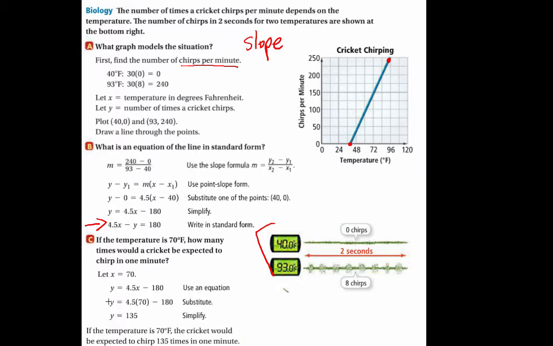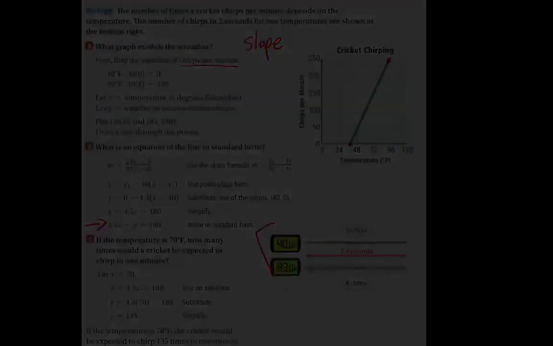solve for y. And you'll see here, what the example shows is it's easier to use slope-intercept form. There's less calculation to do when you're evaluating. Remember, this is our function form. So we're letting x equal 70 and we're solving for y. This is where the function form, the slope-intercept form, comes in handy when we have certain x values and we're trying to find y values. So if the temperature is 70 degrees, the cricket would be expected to chirp 135 times in 1 minute.